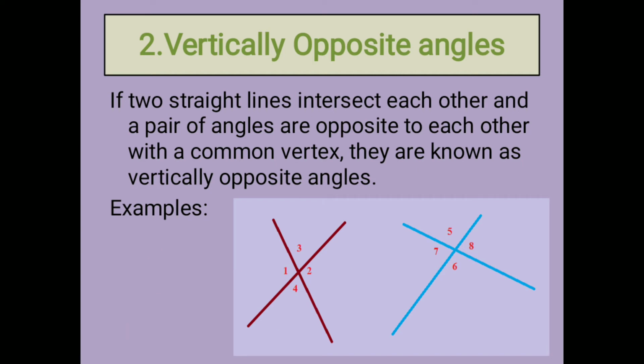There is one interesting property of vertically opposite angles: vertically opposite angles are always equal to each other. Here 5 is equal to 6. The angle at position 7 is equal to the angle at position 8. 3 is equal to 4 and 1 equals 2. We are discussing the angular values here. Whatever the angle is in angle number 1, angle number 2 will also have the same angular value.